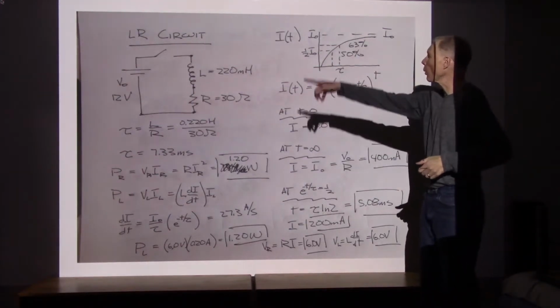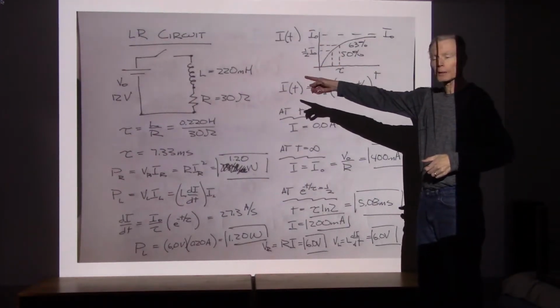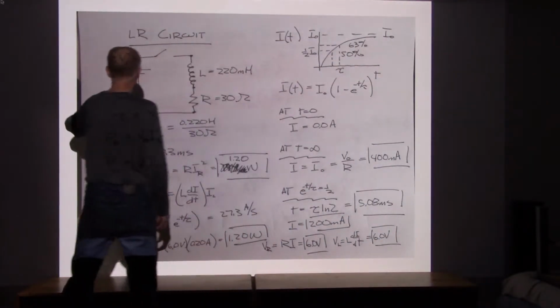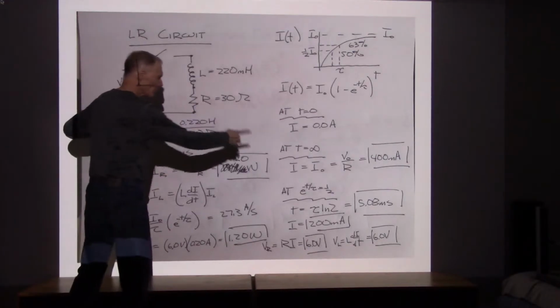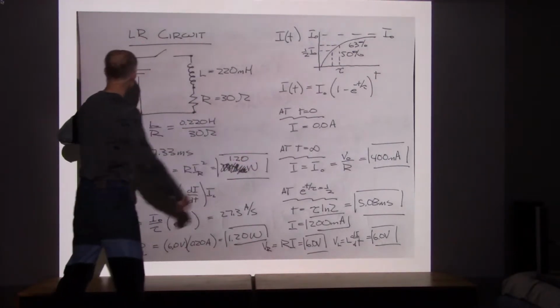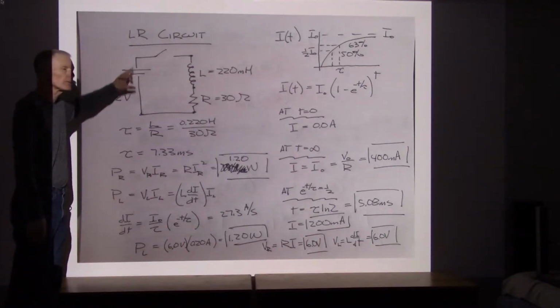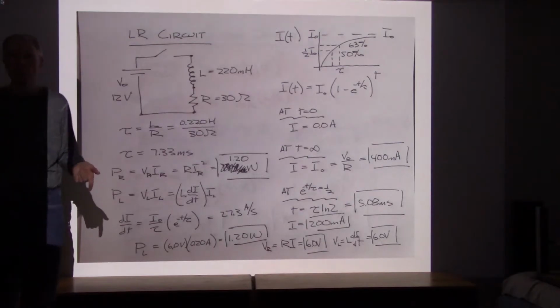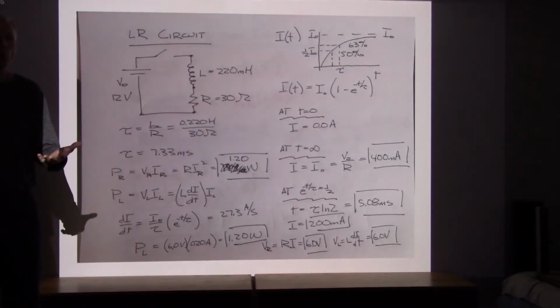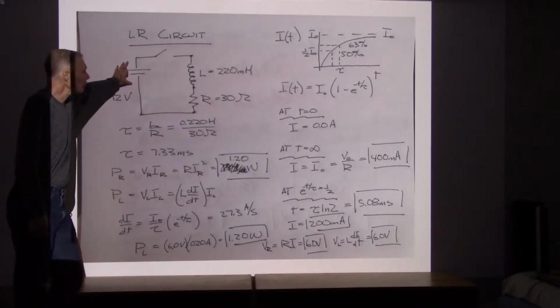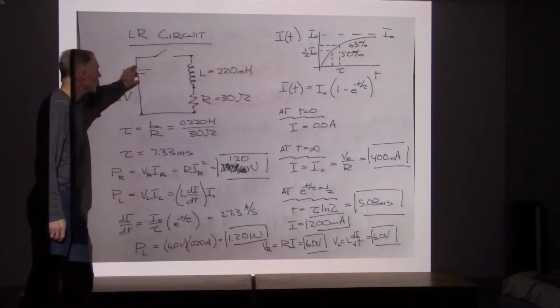Remember, this is just a one-loop circuit. Everybody's got the same current. So if I take the 12 volts and multiply by the 200 milliamps, I am going to have 2.4 watts, 2.40 watts of power is the rate at which energy is going into the circuit. So it works. The battery is putting in 2.4 watts.